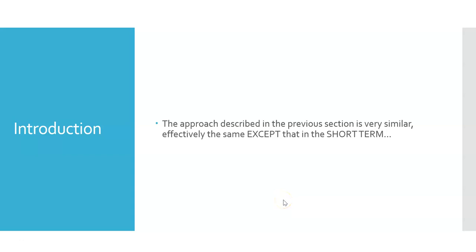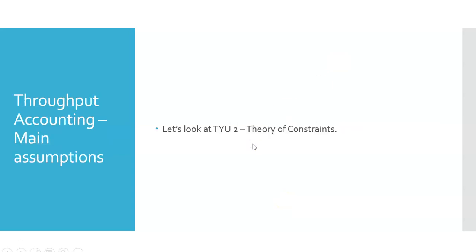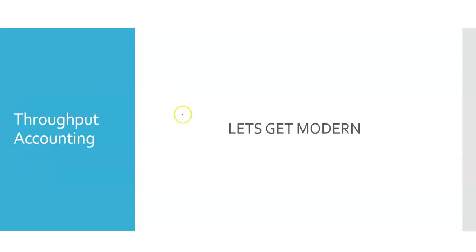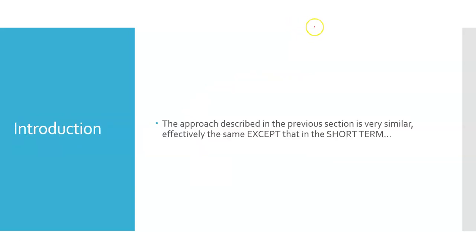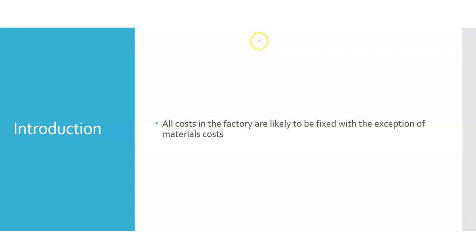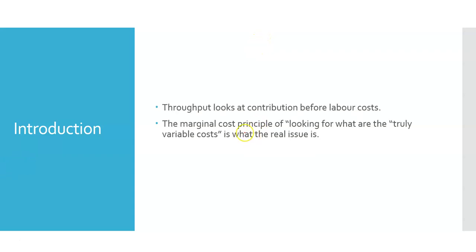Cool, great. So let's jump into an exercise looking at how throughput is actually employed. First of all, this idea of throughput is really dealing with very modern industries where, as I highlight, labor is no longer a big factor. Our focus really becomes, if you like, the key variable cost, which is direct material. I highlight that the real variable costs are material.